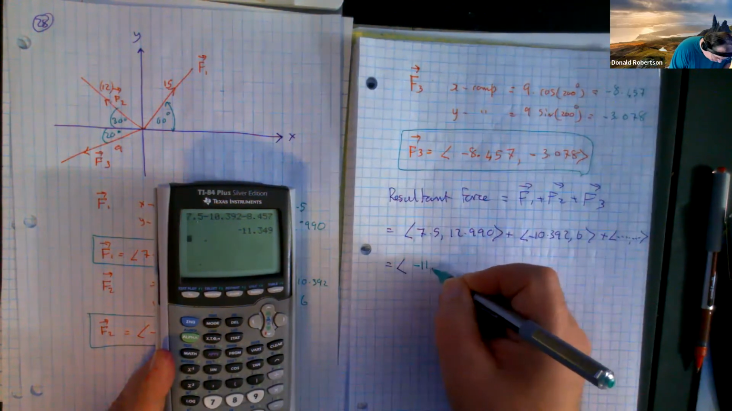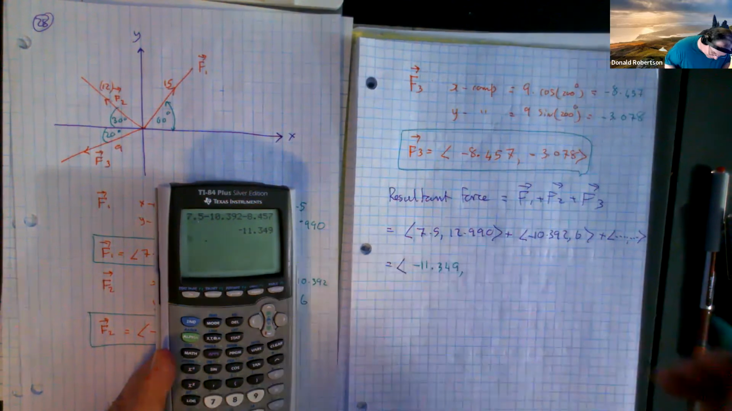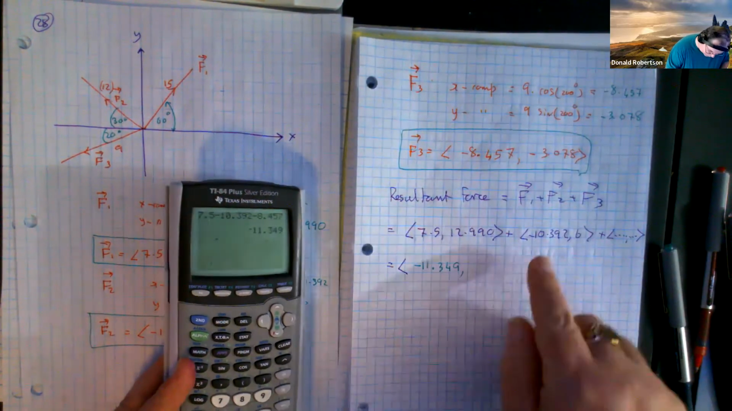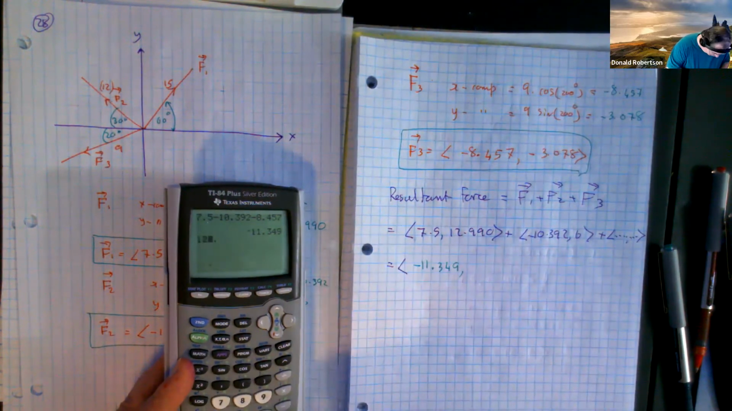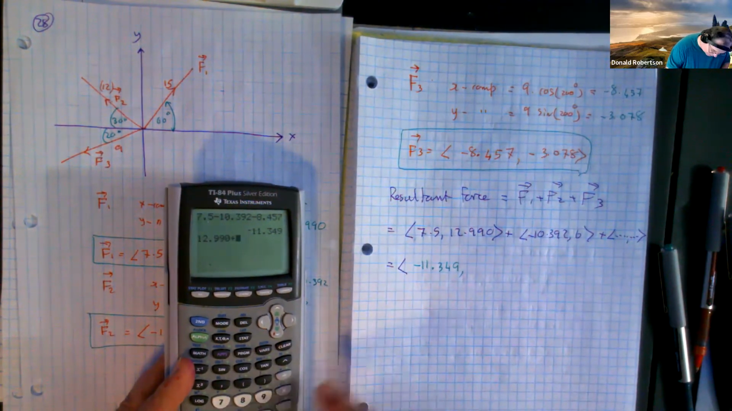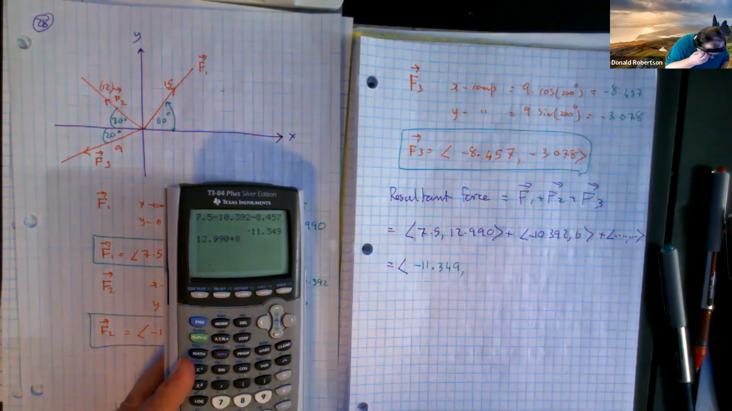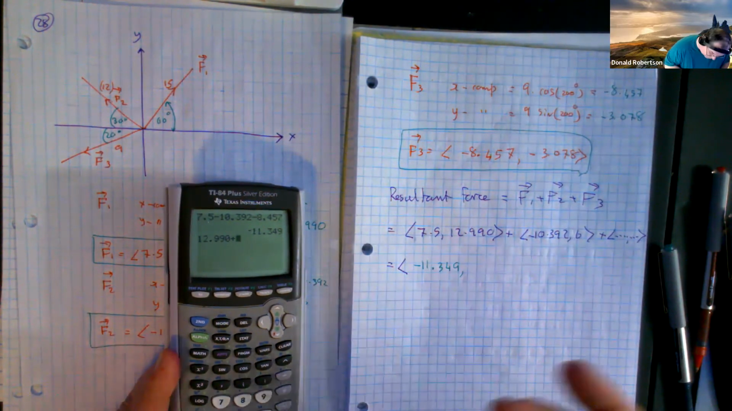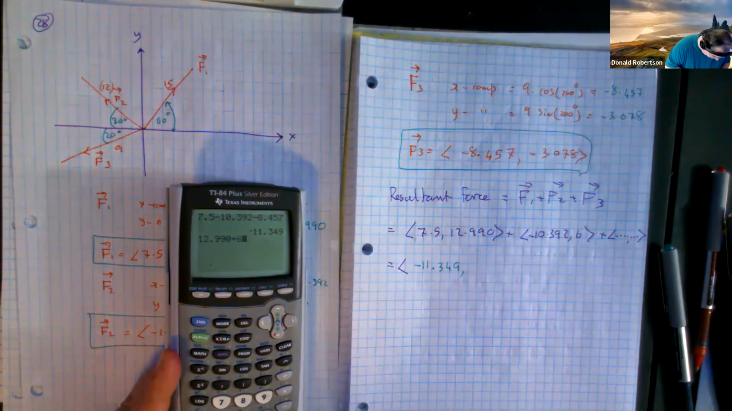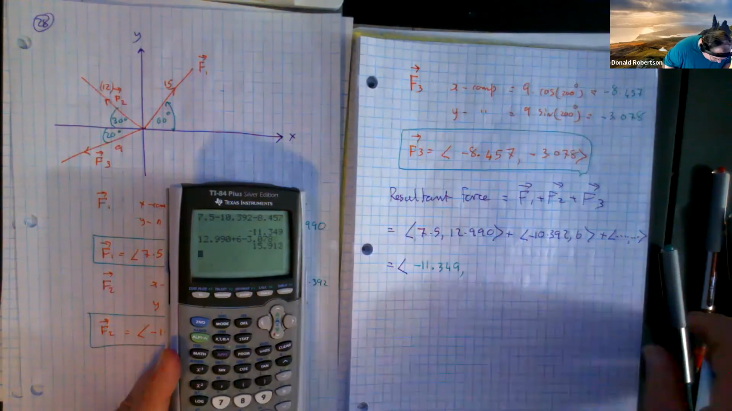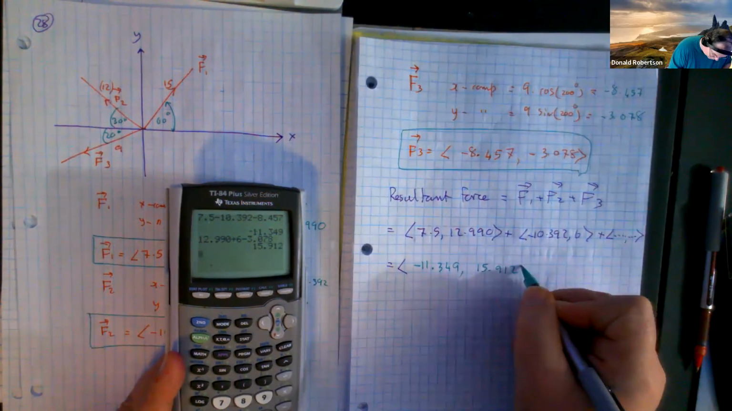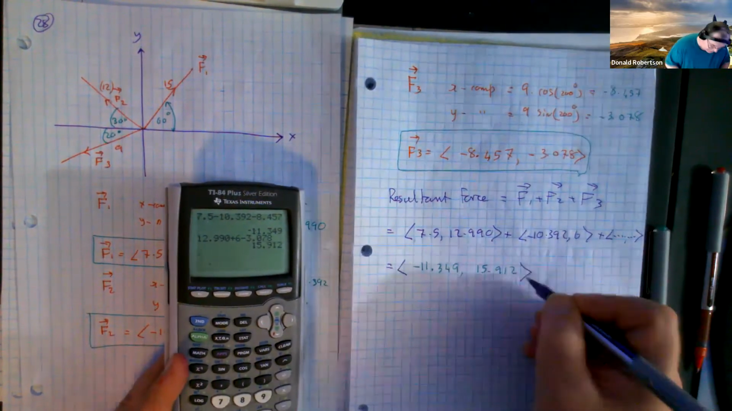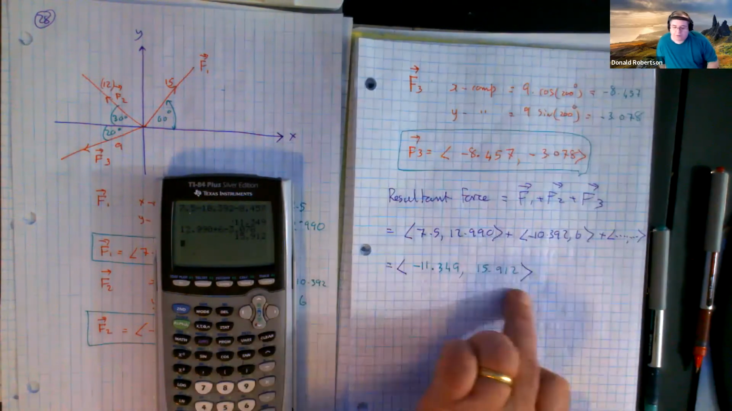negative 11.349. If I do the y's, it's going to be 12.990. I think I screwed up. No, I'm good. Looks like I did, but I didn't. Add 6, take away 3.078, and I get positive 15.912. So there is your resultant force.